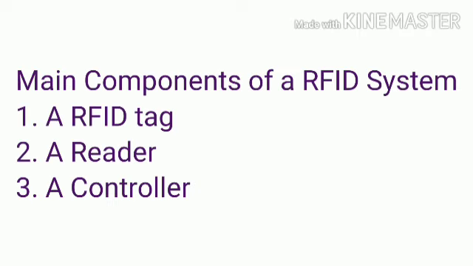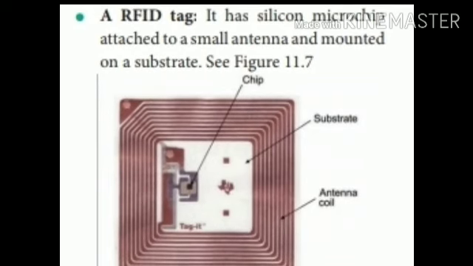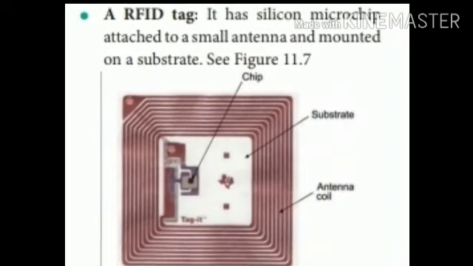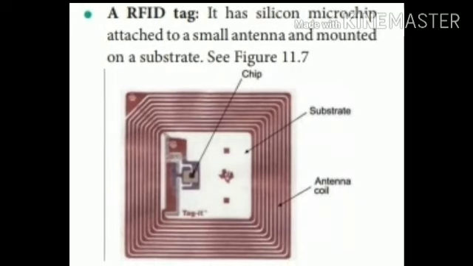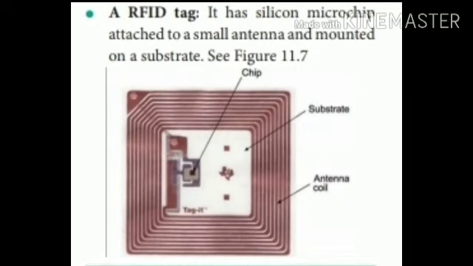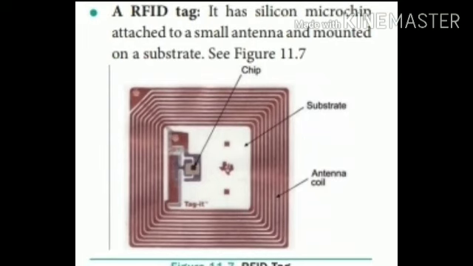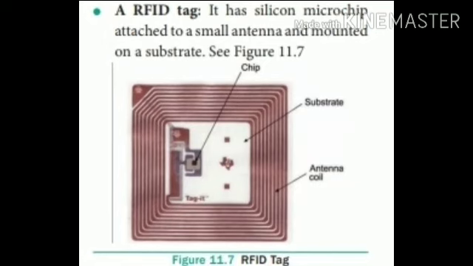Next concept is components of an RFID system. The main components are an RFID tag, a reader, and a controller. These are the three components in an RFID system. First one is the RFID tag, which consists of a microchip, antenna and substrate. Here the silicon chip is attached to an antenna and mounted on a substrate. This is the picture of an RFID tag.